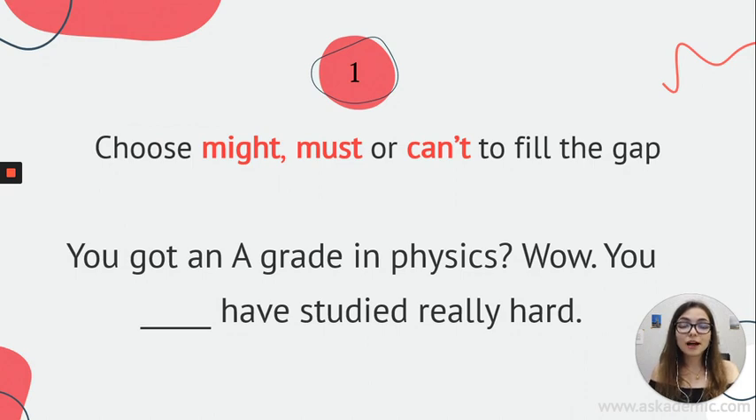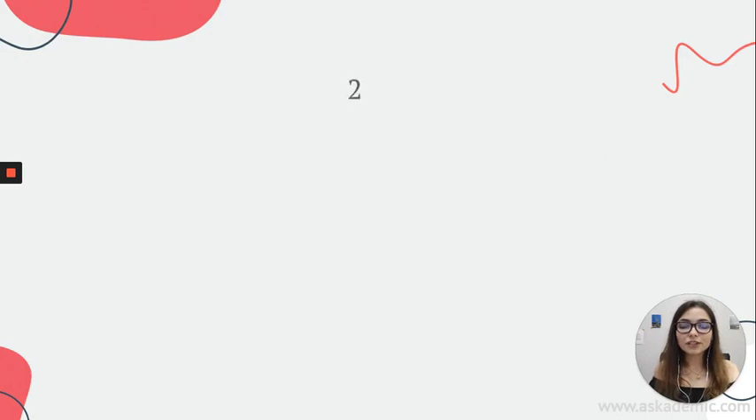Here we used have studied, present perfect tense, because we are talking about the past, right? You got a grade today, so you must have studied hard yesterday or last week. Okay, so here we have a strong belief, a strong prediction about something that we use must. Let's see the next question.